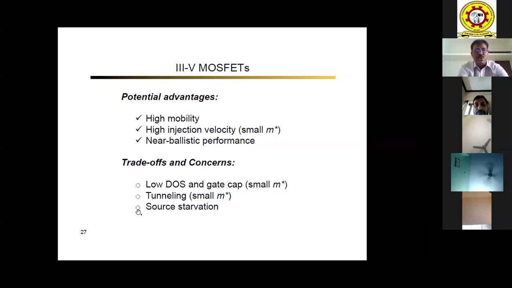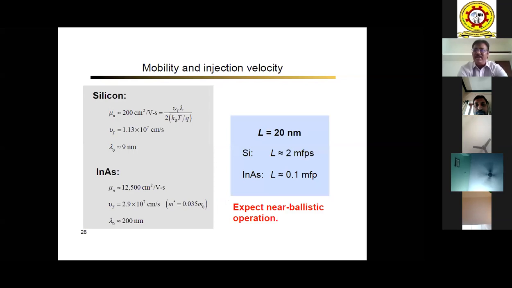Then source starvation is another trade-off. With these trade-offs, your 3-5 group element MOSFETs actually gain high mobility, high injection velocity, and near ballistic performance. And we have conventional. I do not go too much into mathematics because sometimes that may not be appropriate for the given participants. So we have mobility and injection velocities already defined with these 3-5 families for 20 nanometers. Okay, now as you see here, of course, most of us with minimum background can easily understand these things.